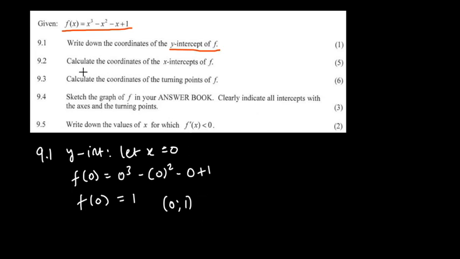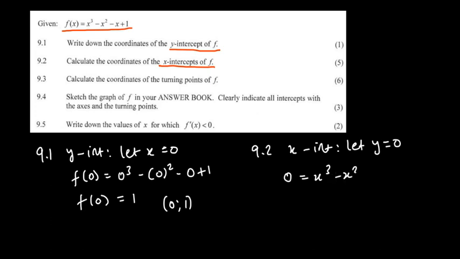Question 9.2 says calculate the coordinates of the x-intercepts of f. Remember, how do we get x-intercepts? For 9.2, to get x-intercepts, you're going to let your y be 0. Where you see y, you put 0. So this is your y. So you're going to have 0 equals x cubed minus x squared minus x plus 1.